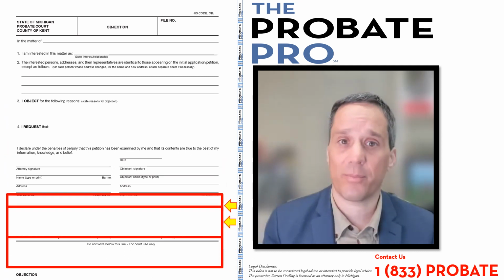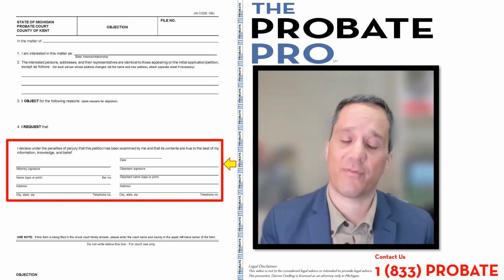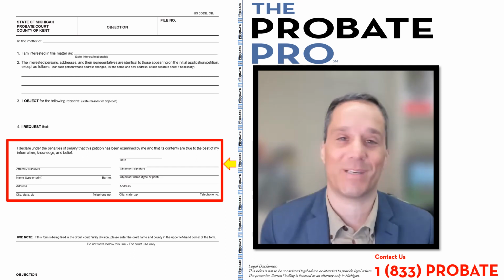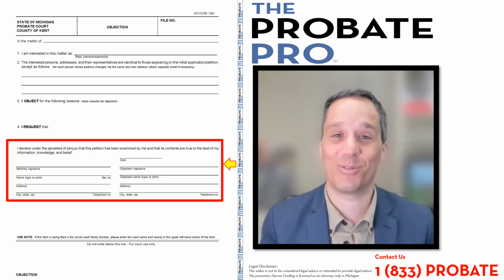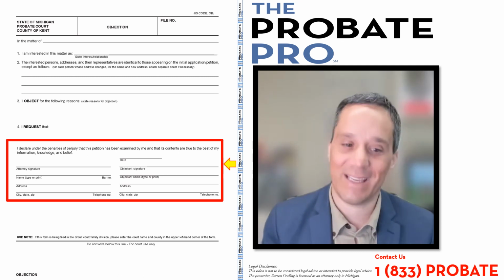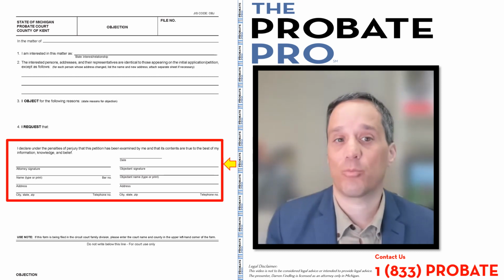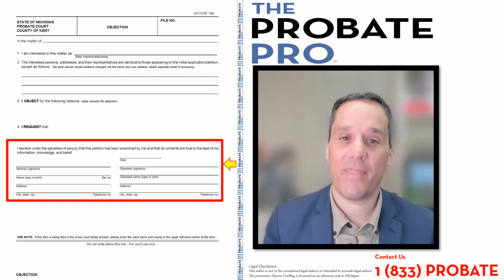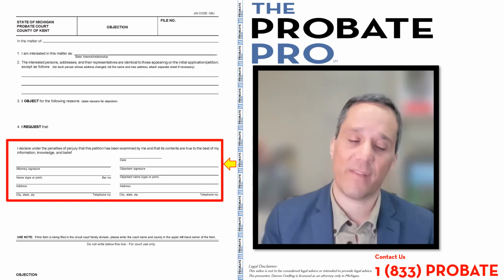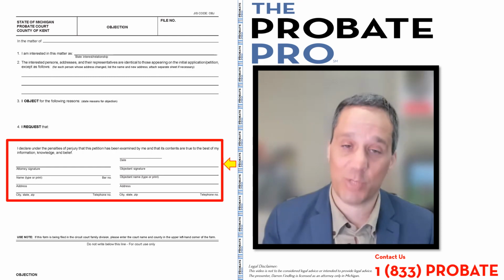In the bottom section, you identify if there's an attorney involved, and then the objector or objectants, in this particular case, signature. That's the use of the word they use, objectant. That's the person that is objecting. And then, of course, their respective addresses. And then this document would get filed with the court within the case number that you are filing the objection.